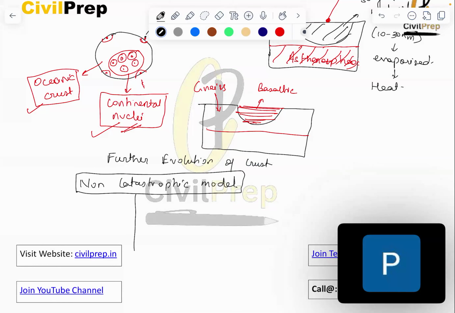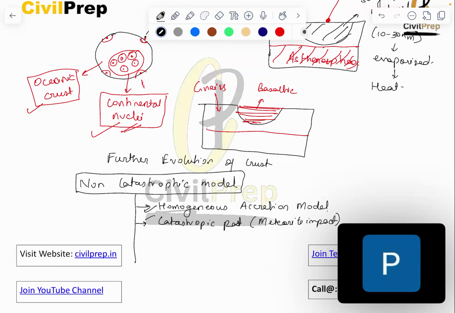Under the non-catastrophic model, things are taken in a similar manner. Number one, the homogeneous accretion model. Then further we'll be seeing that there was a catastrophic part where there is a meteorite impact. Okay, so these things were taken up here.